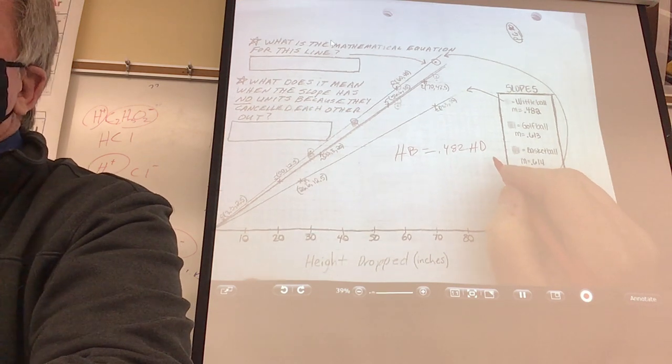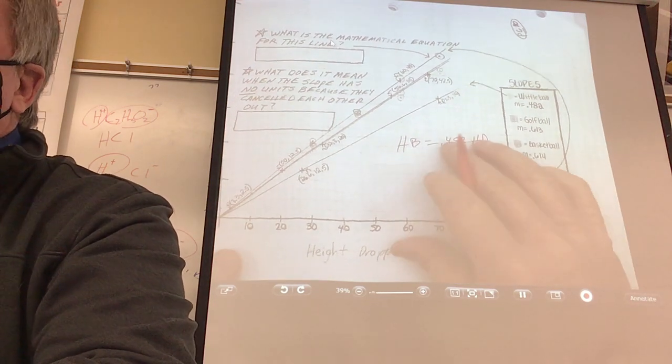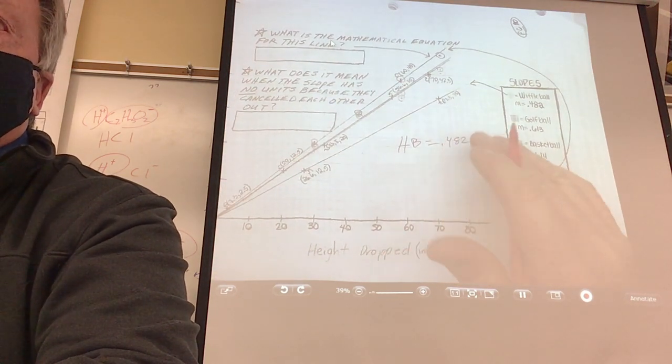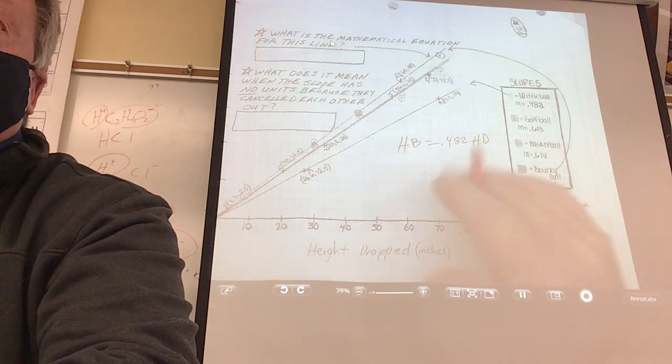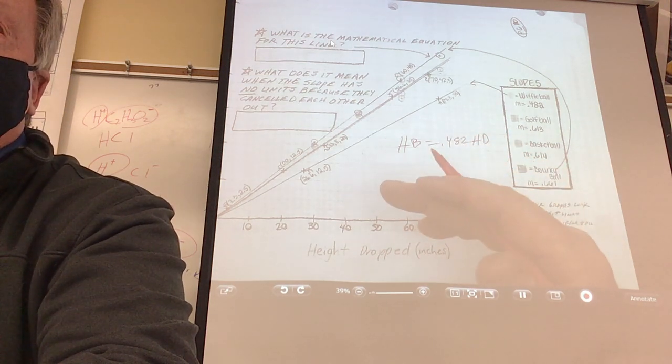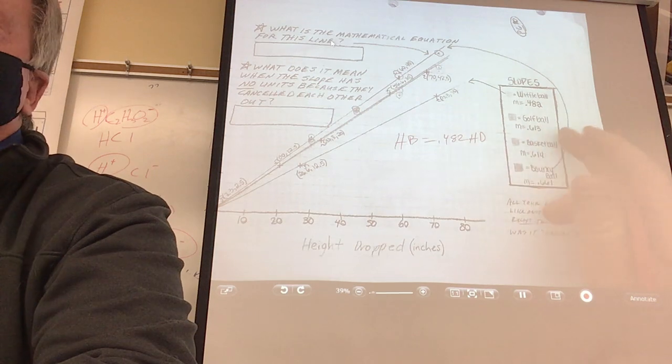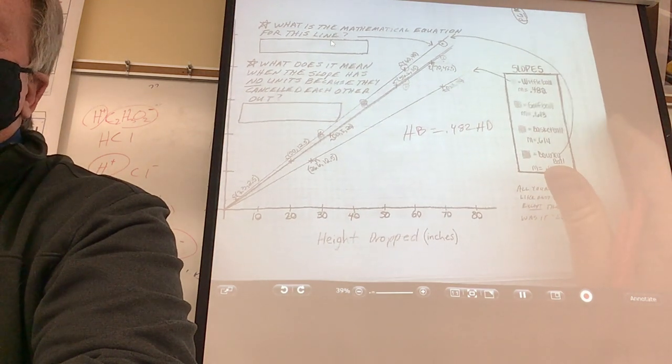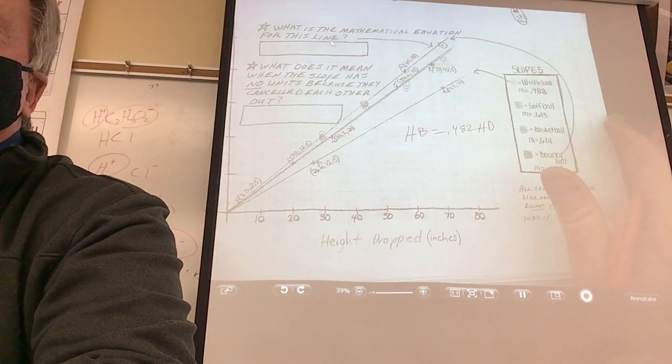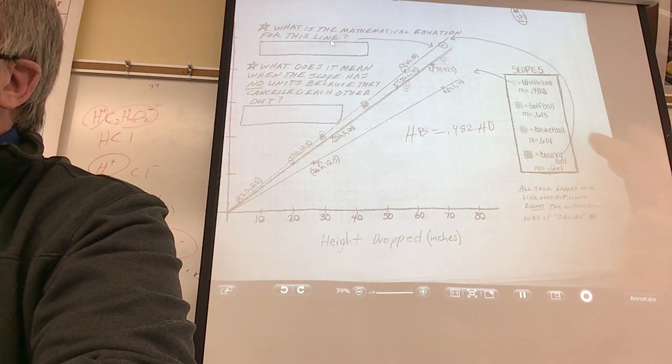What does that mean? That'd be like saying density. Well, for every 5 grams, you get 1 cubic centimeter. Tell me, it meant density was 5, right? 5 grams per cubic centimeter? The slope is 0.482. So what does this one mean? When you don't have units, what does it mean?